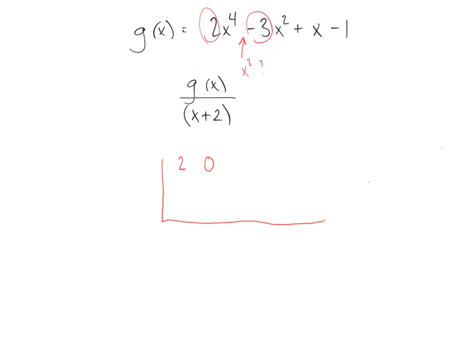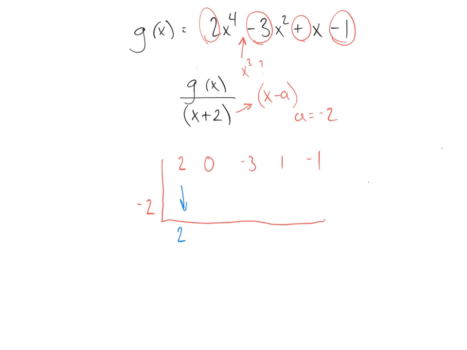Then we have a negative 3 for our x squared. We've got a 1 and a negative 1. All right. We're going to divide this thing, g of x, by x plus 2. And in this case, if this is our x minus a, then a is negative 2. So the negative 2 goes out here. And then we are just doing some synthetic division.